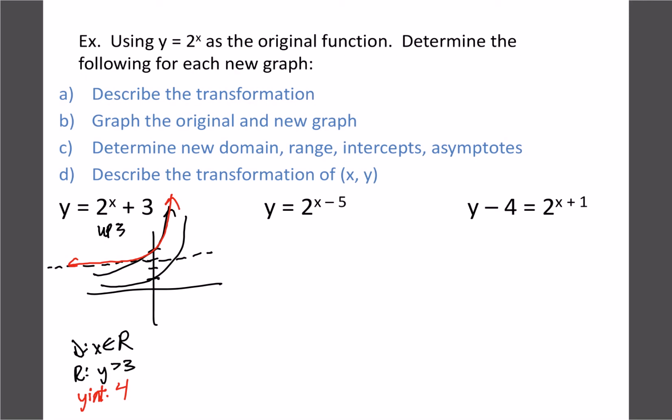I have on here a transformation of (x, y), so what does that mean? Whatever our original coordinates are, if we move it up 4, all we're going to be doing is changing the y coordinate to go up 4 as well.